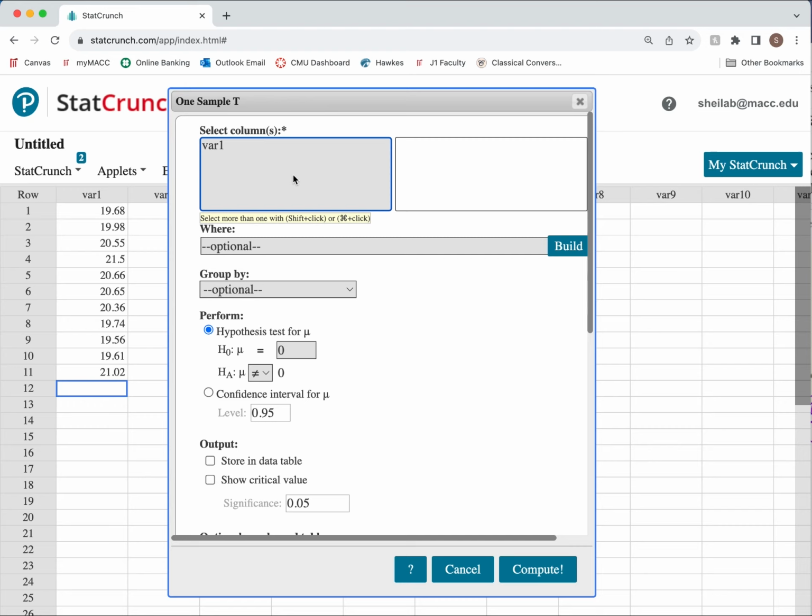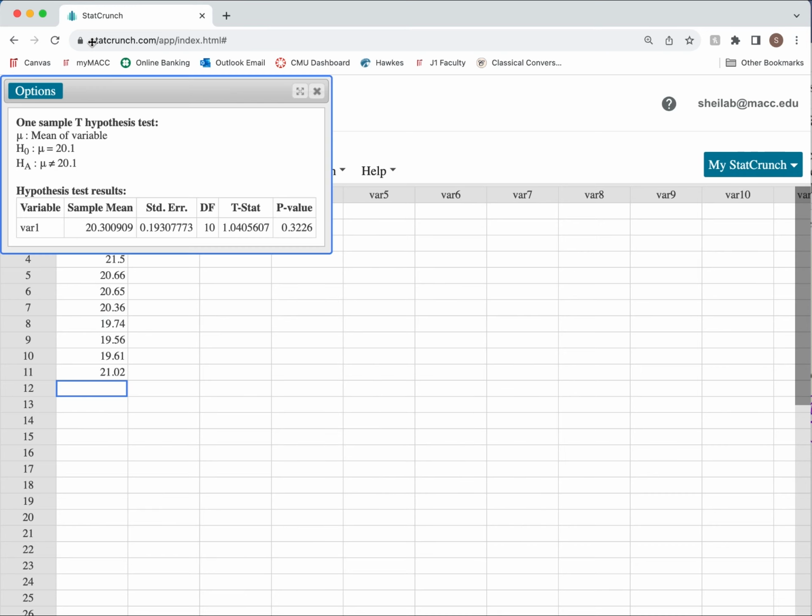We have to put in mean. We have to put in all that stuff. I don't have any of that. I have my data, and StatCrunch can figure out the mean and the standard deviation for me. That's nice. But I do go to my hypothesis test here. So I'm at 20.1, and I just say it's not equal to that 20.1. So then we compute, and we get our p-value.